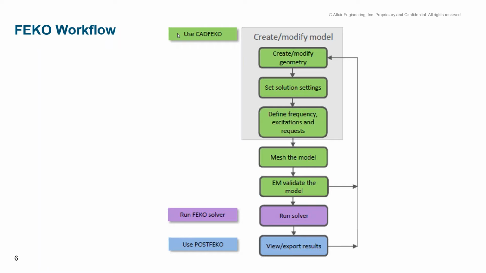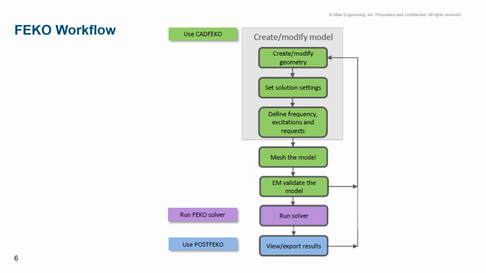So using CADFEKO, we normally create the geometry, for example the antenna geometry there, then set the solution settings, meaning what solver you require to solve. Say it can be a finite element method, it can be a method of moments, so you set that there. Then you define the frequency of operation. It can be a single frequency, it can be a range of frequencies.